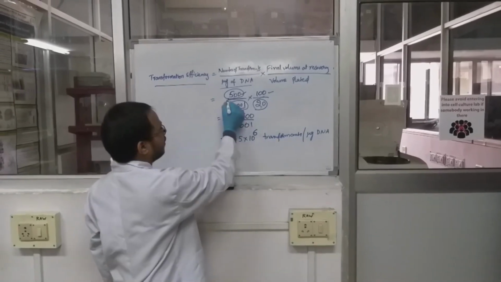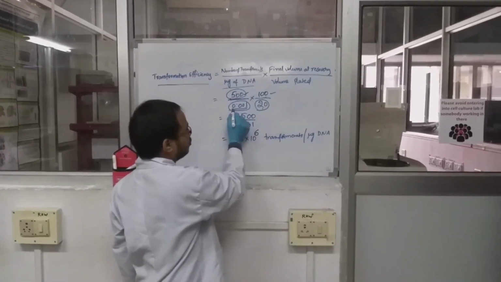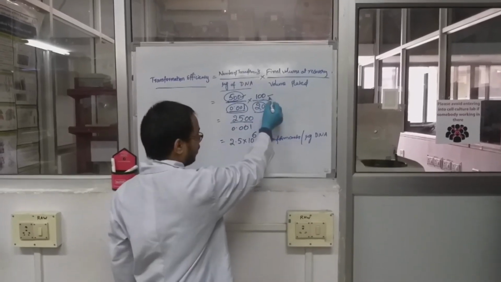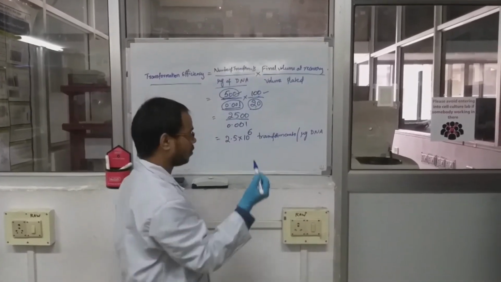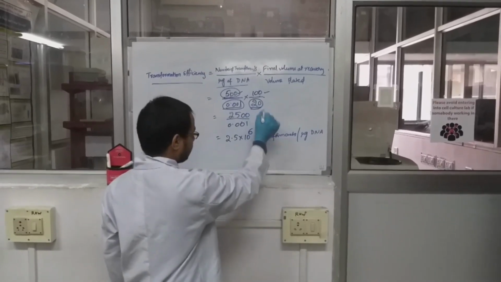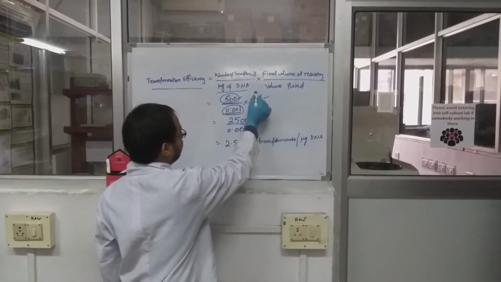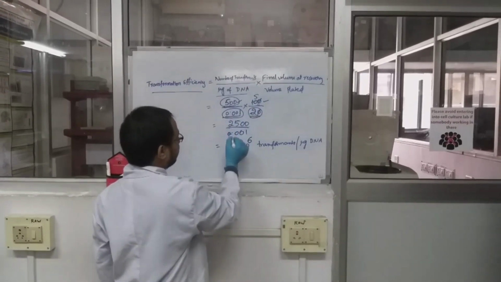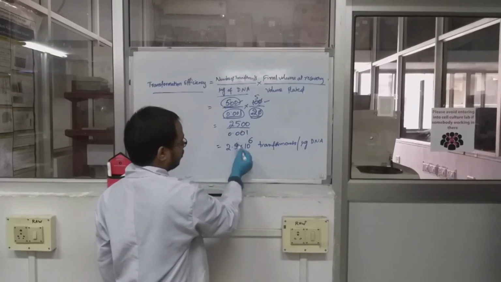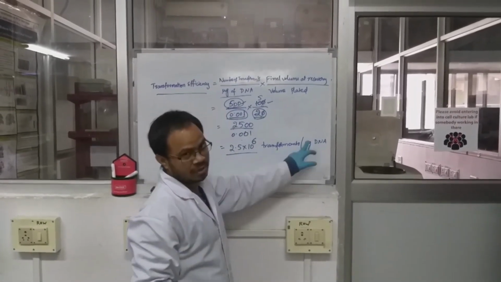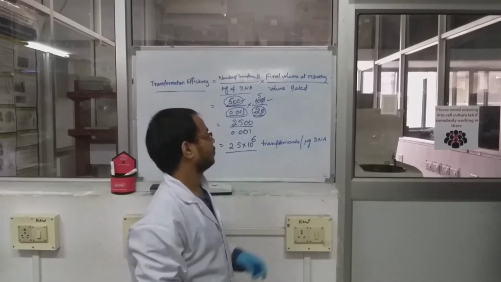So suppose you got 500 colonies on that plate, you used 0.001 microgram of DNA, 100 microliter is the total recovery, but you plated only 20 microliter. So that means you have 2500 divided by 0.001. That will give 2.5 into 10 power 6 transformants per microgram of DNA.